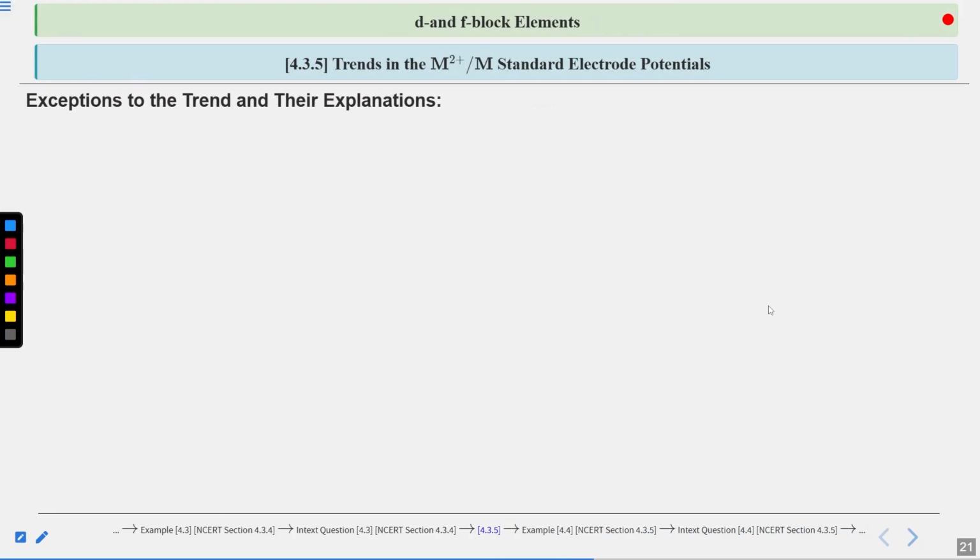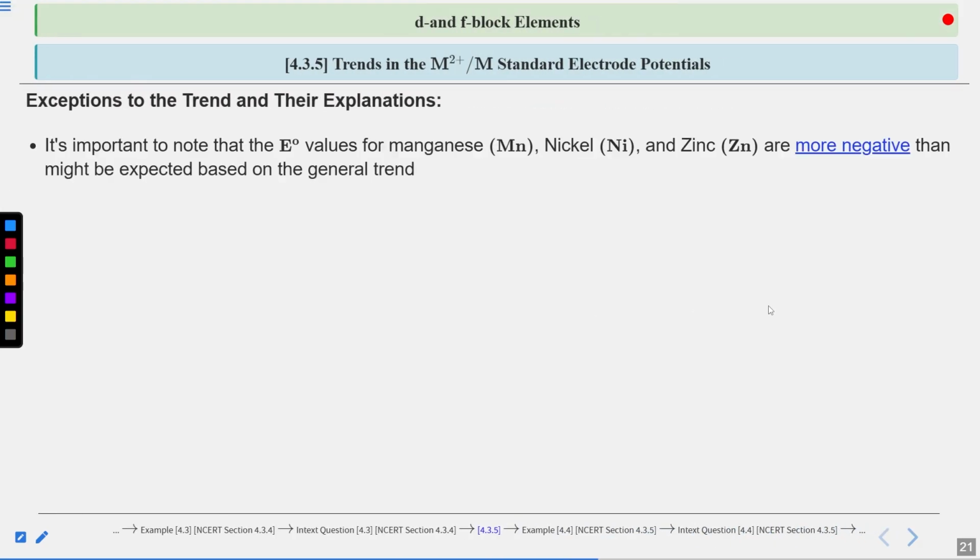Exceptions to the trend and their explanations. It's important to note that E naught for manganese, nickel, and zinc are more negative than might be expected based on the general trend. As I mentioned, in the graph the E naught values for manganese, nickel, and zinc are more negative than expected from the general trend. Manganese showed a sudden decrease, and nickel and zinc also showed a sudden decrease in their calculated value compared to the observed value. These are important exceptions which we have to remember.